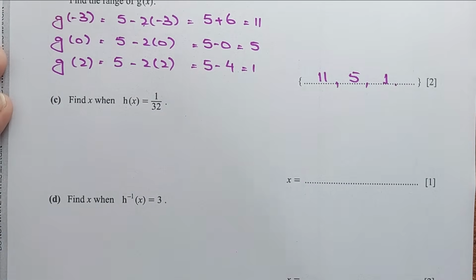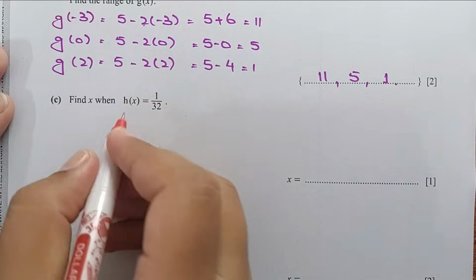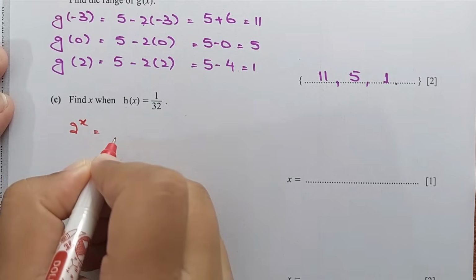Now for part C, find x when h of x is 1 over 32. We need to solve for x. h of x is this much, okay? So h of x is 2 to the power x. This is 1 over 32.